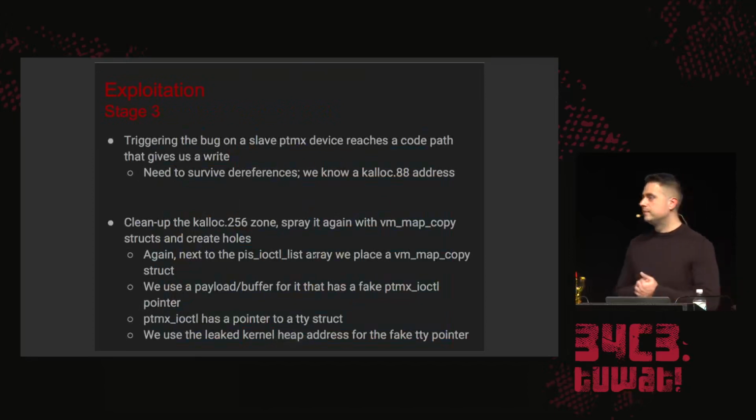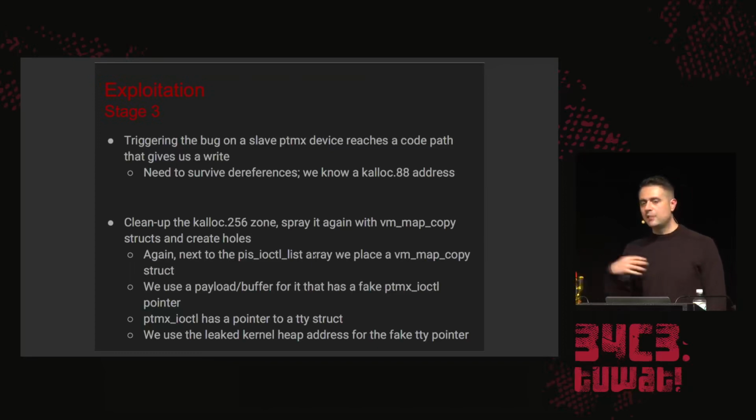So at that point, I started looking at other code paths, at what other variables this invalid index was influencing. And I found a code path that was actually giving me a write. But in order to reach that, I needed to survive several dereferences. And what I only knew was just the calloc88 address, right? Nothing else. So I will now walk you through everything that gave me this write.